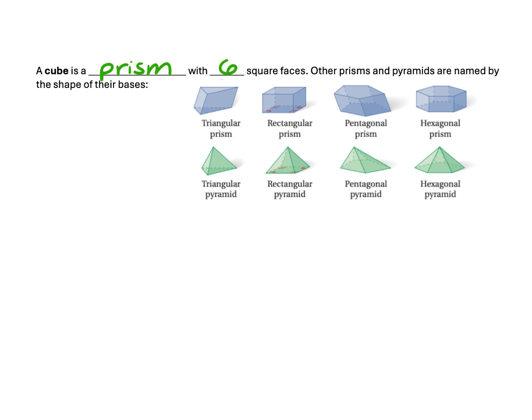A cube is a special prism that has 6 square faces. Think of a dice that you roll in a game. A dice is a cube. All other prisms and pyramids are named by the shape of their bases. So you'll notice the examples in our notes packet here. I have a triangular prism, a rectangular prism has rectangle bases, the pentagonal prism has pentagon bases, and a hexagonal prism has hexagon bases. Notice with all of the prisms, they have two bases, and then the lateral faces are parallelograms.